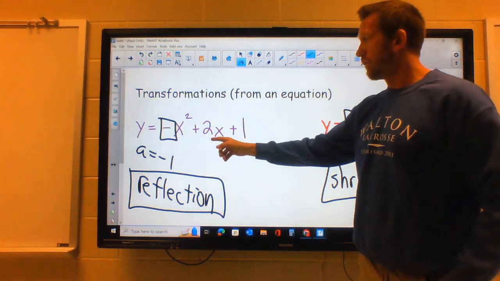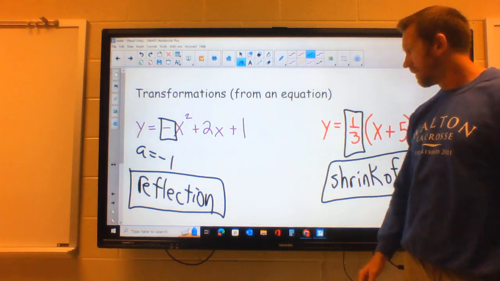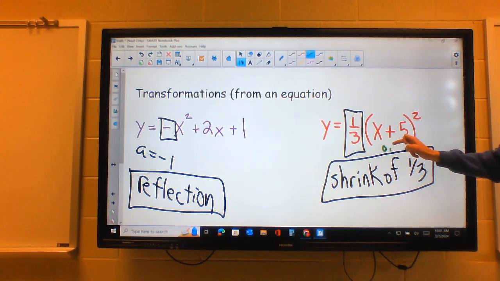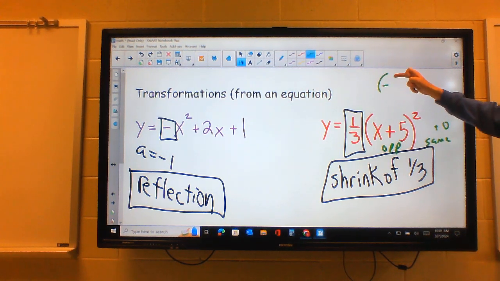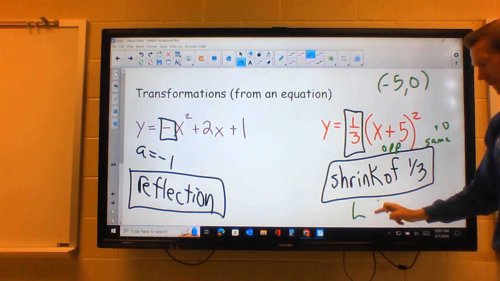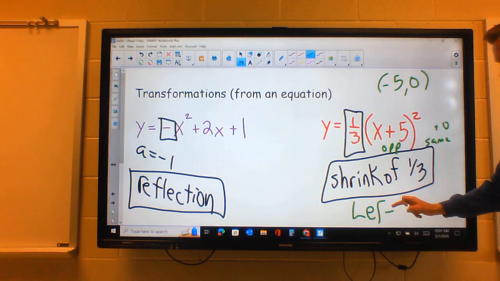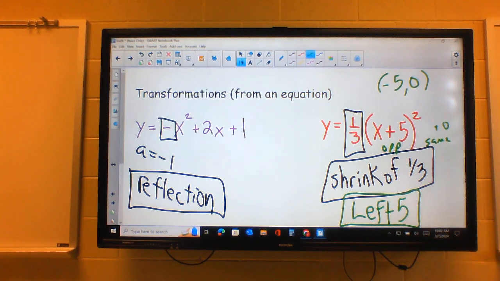Okay, here we would use our -b divided by 2a to find our vertex. Here we would use just the fact that it's vertex form to find our vertex is -5, 0, which means it has moved to the left 5. Okay, so that is the other transformation there.